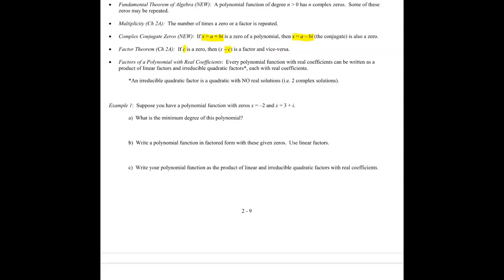Every polynomial function with real coefficients can be written as a product of linear factors and irreducible quadratic factors, each with real coefficients. So an irreducible quadratic factor is a quadratic with no real solutions, so you'd have two complex solutions. Complex just means, hey, I'm going to be dealing with something with i's. That's all that means.